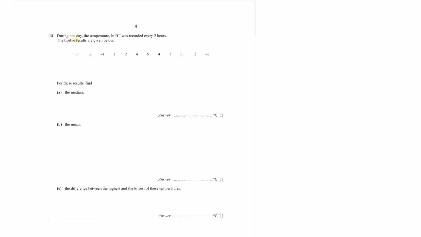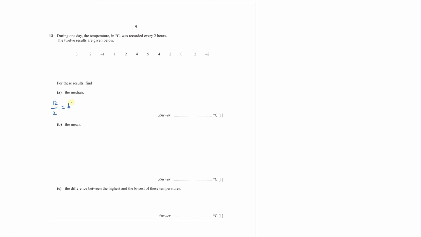Question 13. During one day, the temperature in degrees Celsius was recorded every 2 hours. The 12 results are given below. For these results, find the median. So you're given these values, and straight away you can notice that these are not sorted. So for median, you have to sort these values from smallest to largest. And then since how many values are there? 1, 2, 3, 4, 5, 6, 7, 8, 9, 10, 11, 12 values.